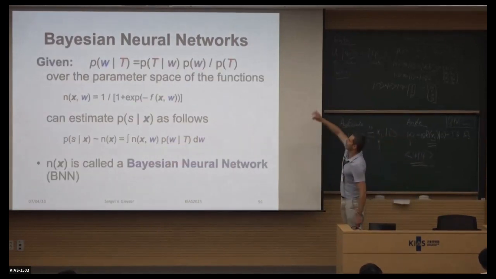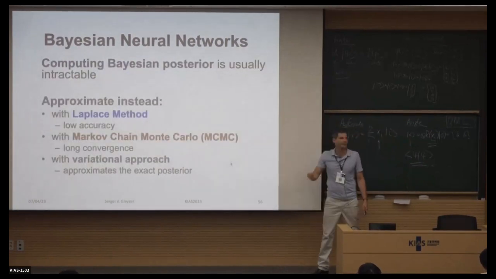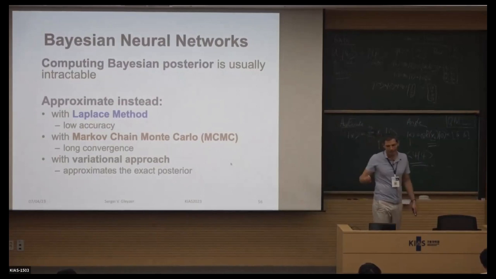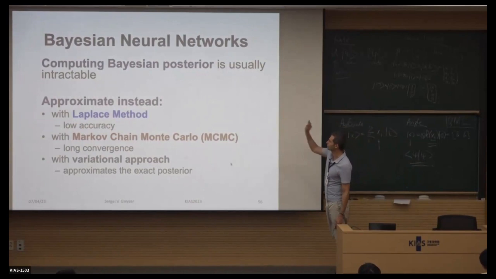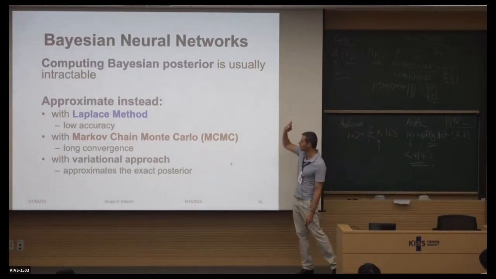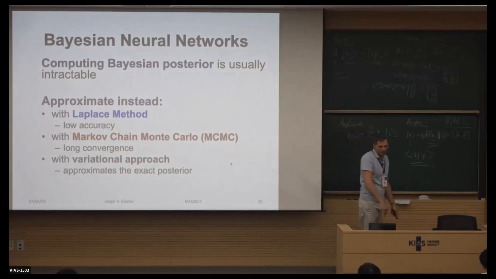Now, okay, I'm going to skip all this. You've seen all that earlier. The main point is that computing this posterior is intractable. It's very difficult, almost impossible. So that's why you have approximate methods. You've heard about the Laplace method, Markov chain Monte Carlo. You know, there are different problems with different things. It takes too long, maybe too inaccurate.